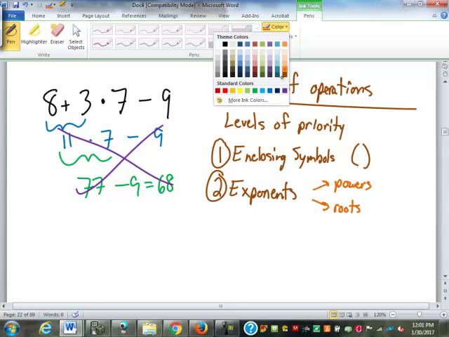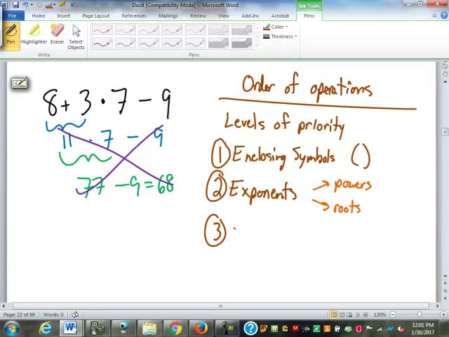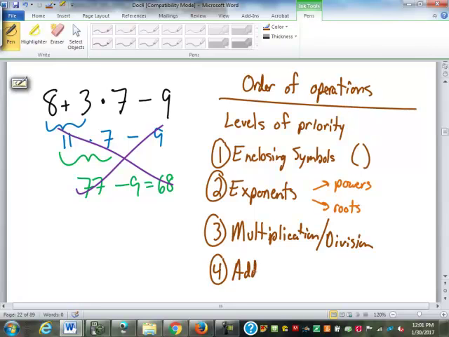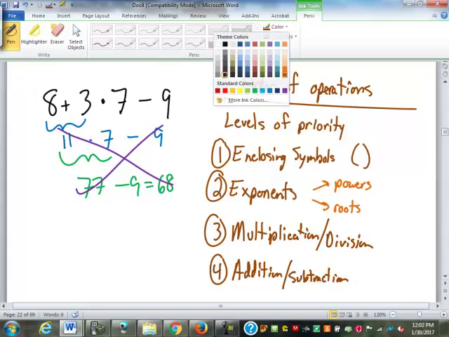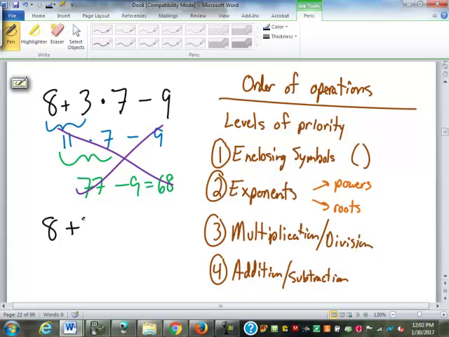Our third level of priority is multiplication. And as we've said, multiplication and division are the same operation, so division is included in there as well. And finally, lowest priority, it only gets done if there's nothing else to do to the numbers, is addition. And since subtraction is part of addition, that gets included here as well. Addition and subtraction.